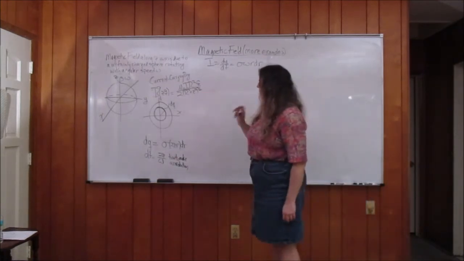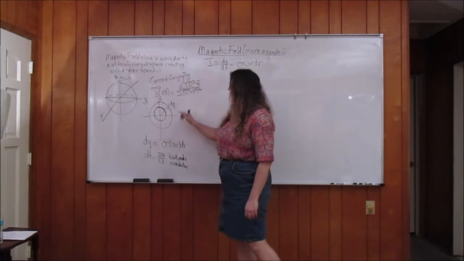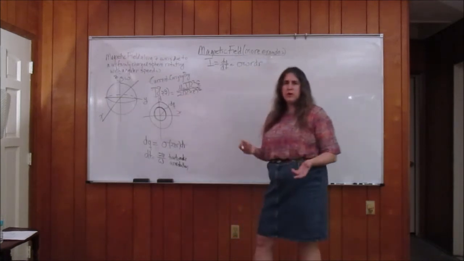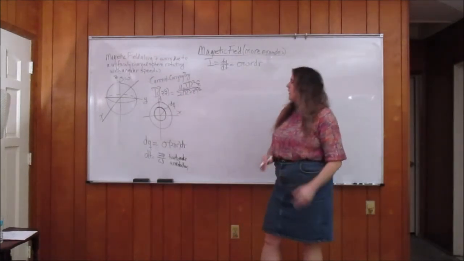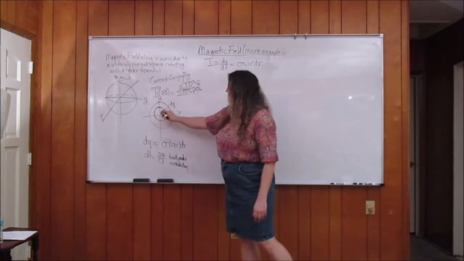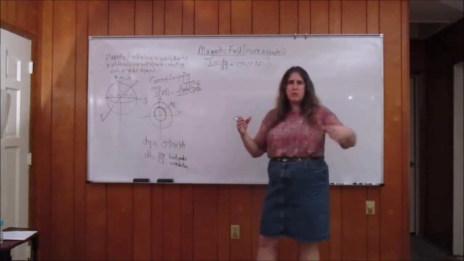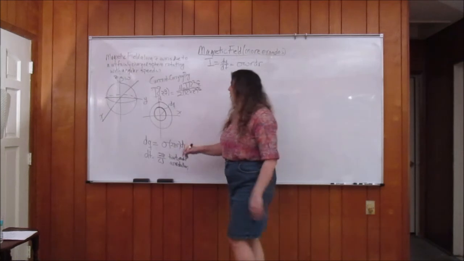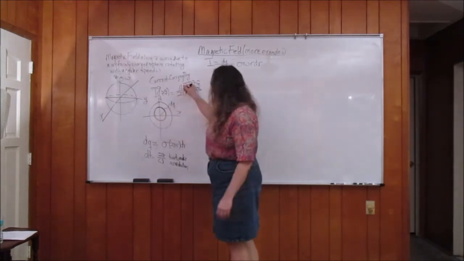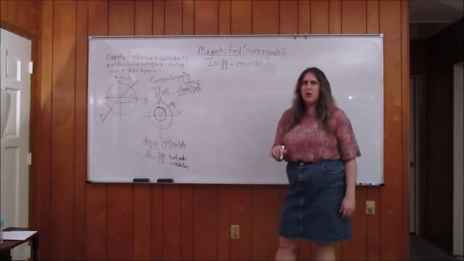Now, another modification you need to make is that this expression holds for a ring of radius capital R. But we're basically assuming that this whole disk is made up of a bunch of infinitesimally sized rings, and we're going to integrate. So I'm going to replace this capital R by little r.